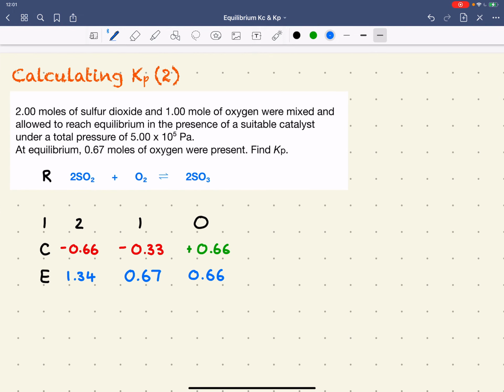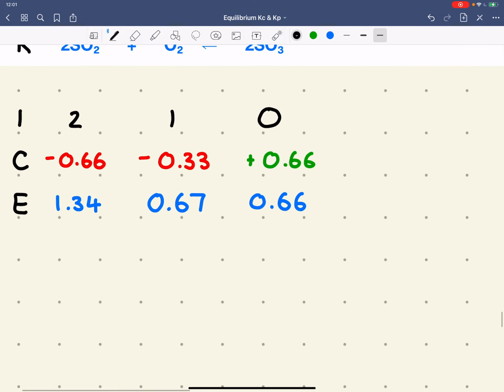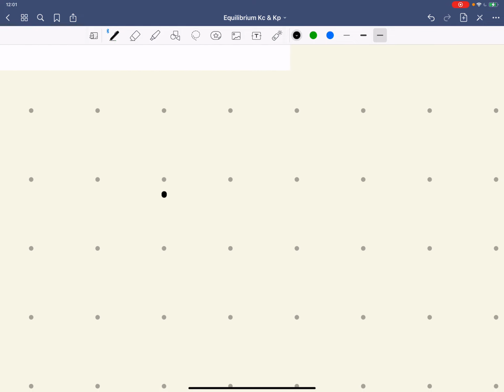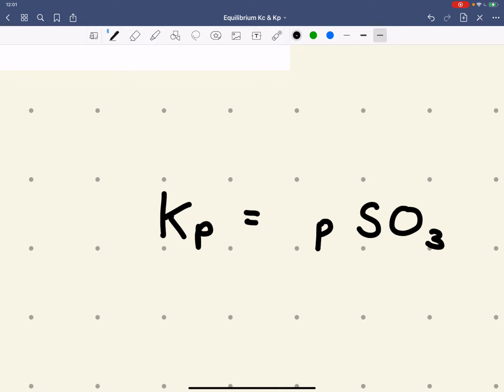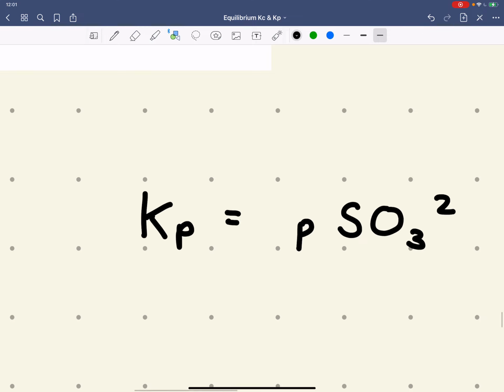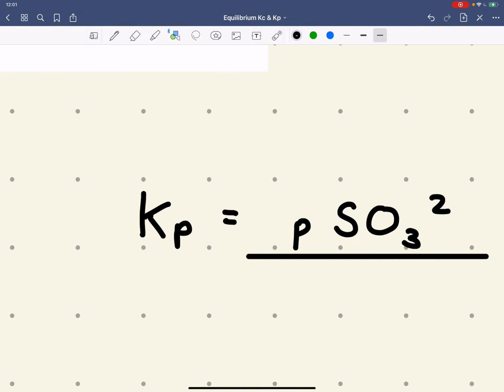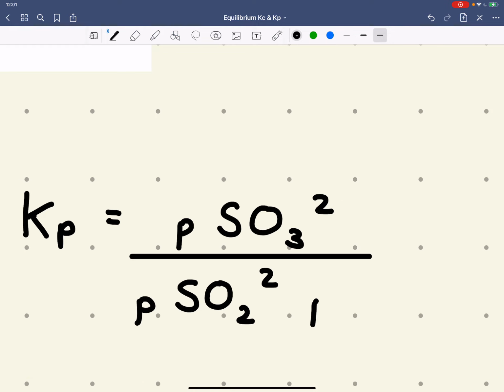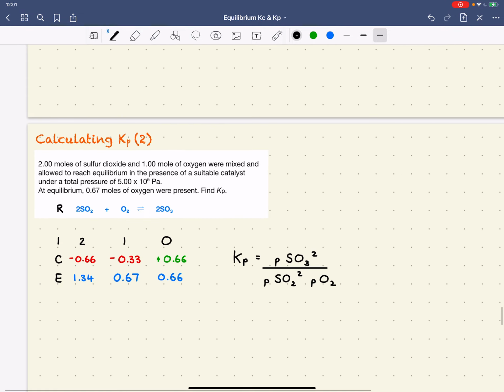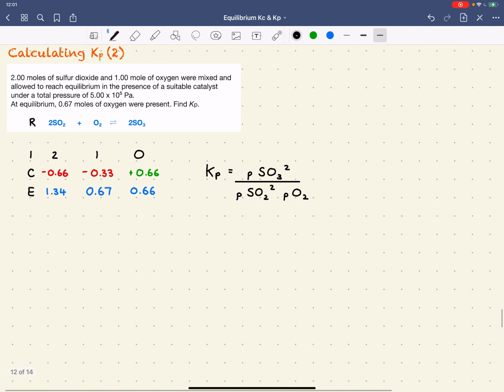Now, let's just write my expression for Kp. Kp is equal to the partial pressure of SO3 squared divided by the partial pressure of SO2 squared times the partial pressure of oxygen. Remember, no square brackets anywhere in sight when writing this expression for Kp.